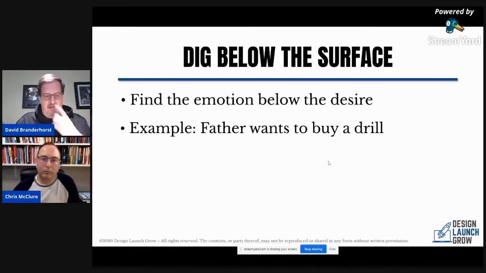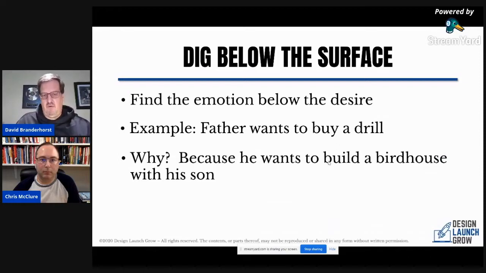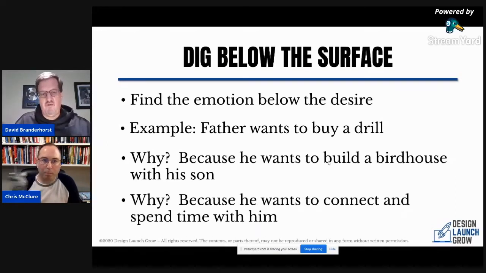So let's look at an example. Let's say there's a father who wants to buy a drill. So he's going to the hardware store and he's looking at different drill options that he can get. But why does he want to buy a drill? Well, he wants to buy a drill because he wants to build a birdhouse with his son. That's why he's going. He didn't just wake up one day and decide, I want a drill. No, he's doing it because he wants to build a birdhouse with his son. So why does he want to build a birdhouse with his son? Because he wants to connect with his son and spend time with him. Okay, now we're getting down to the emotional level.